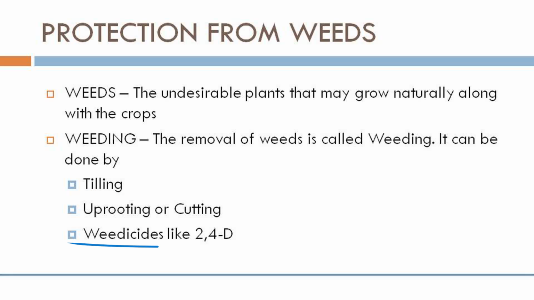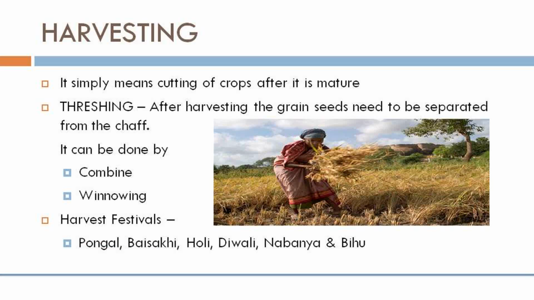Harvesting simply means cutting of crops after they are mature. After harvesting, the grain seeds need to be separated from the chaff, which is known as threshing, and this can be done either with the help of a combine or by a process known as winnowing. Various festivals are celebrated in India during harvesting seasons such as Pongal, Baisakhi, Holi, Diwali, Nabanya and Bihu.